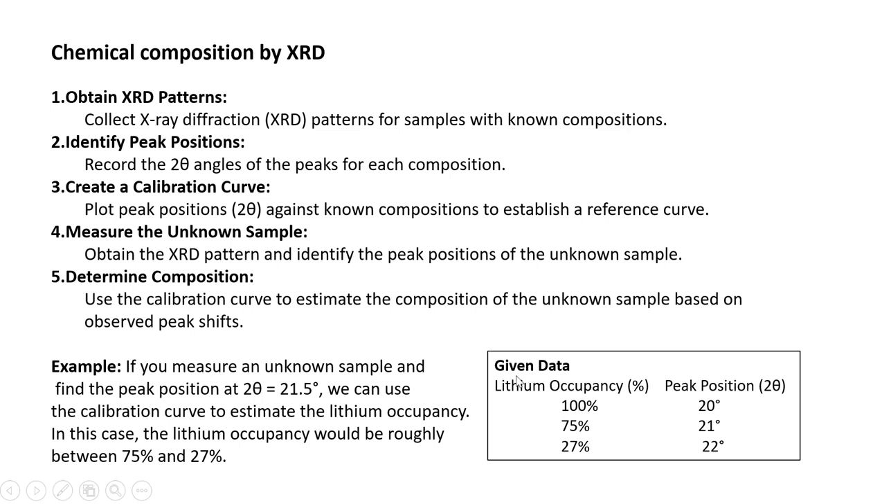Suppose here is some given data, that is lithium occupancy in percentage and the peak position, that is 2 theta values. If we measure an unknown sample and find the peak position at 2 theta equal to 21.5 degrees, we can use the calibration curve to estimate the lithium occupancy. In this case, the lithium occupancy will be roughly between 75% and 27%, because the peak position is 21.5.